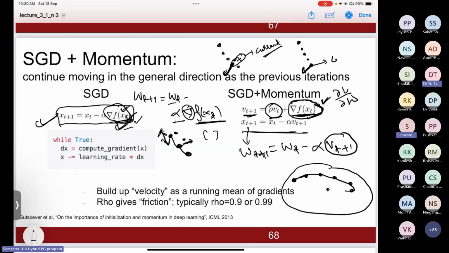Now, in the case of SGD, I was doing it that way. For every batch, I was calculating the gradient and then updating the W. Now in the case of SGD plus momentum, I'm considering the gradient of the current batch, but at the same time, I'm also taking the average gradient from the past batches.